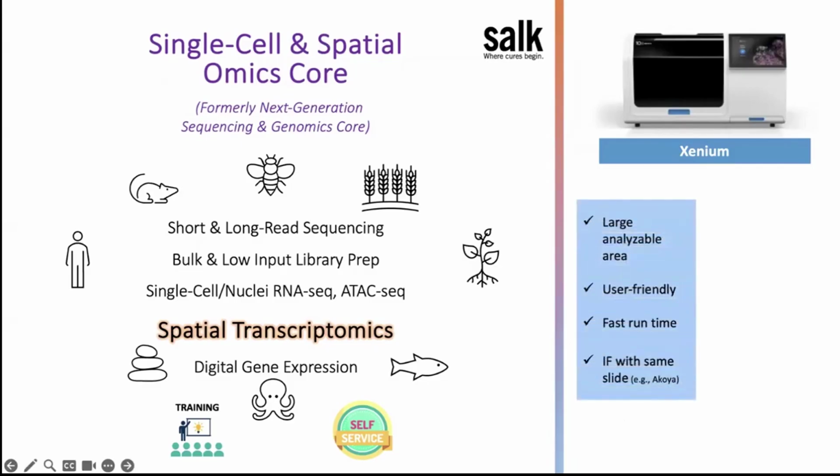is we can analyze very large tissue areas. It's user-friendly. It's usually fast. It's true that the 5,000 gene panel can take 5 to 6 days, but the small gene panels, so less than 500, are usually done in 48 hours. And what we can do is we can do IF after the run. So you can do an IF in your lab or using, for example, the Akoya technology.